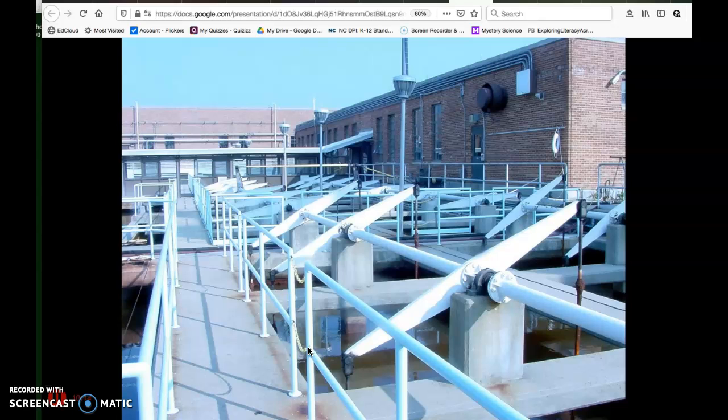Here's an example of the water supplies being treated like that, coagulation. We're putting that floc in and trying to catch those sediments.